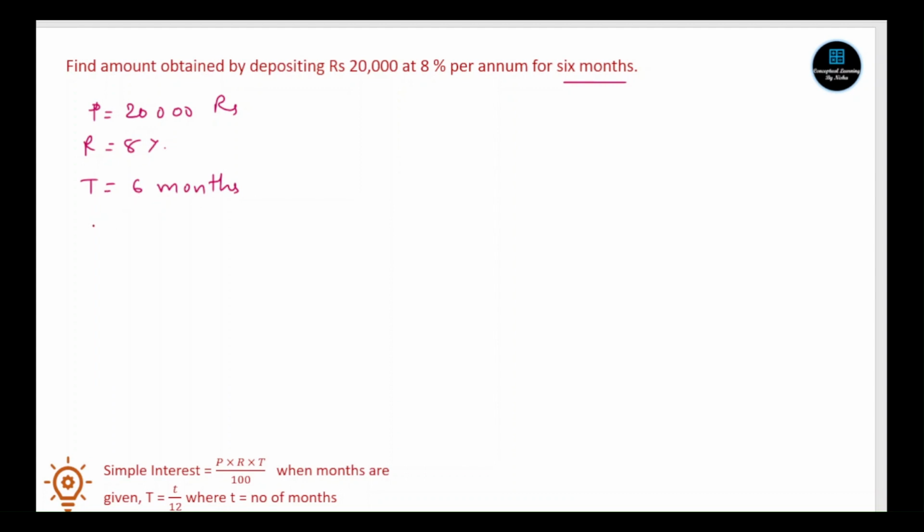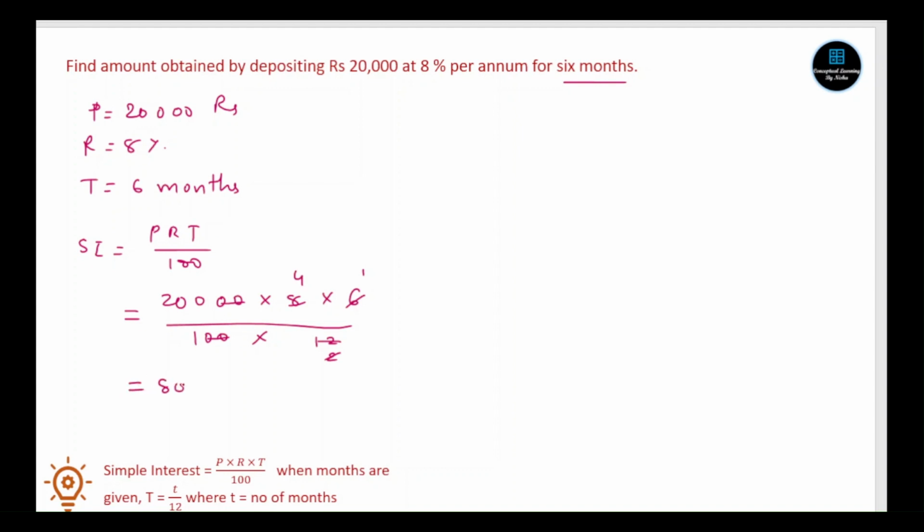So I can find interest, SI is equal to PRT over 100. Put the values. What do we get? 20,000 into 8. Now time is in terms of 6 months. I have to convert that into years, so I'll divide it by 12. And the 100 was there. When I simplify, don't multiply, okay? First of all, try to cancel out so that your calculation will be super easy. Now, what do we get? 200 into 4, which is 800.